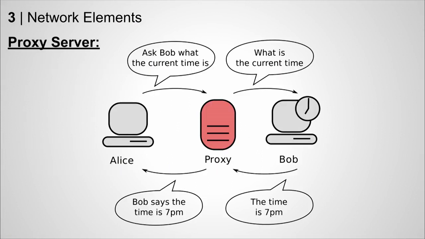Now, let's see this little animation we have here. You have Alice and Bob. Alice wants to call Bob, so Alice says, ask Bob what the current time is. It goes to the proxy server, and the proxy server says, Bob, hey, what's the current time? And then Bob says, the time is 7 p.m. It goes through the proxy server, and then the proxy says, oh, Bob says the time is 7 p.m. So you can get the picture of what the proxy server is doing there. It's the intermediary.